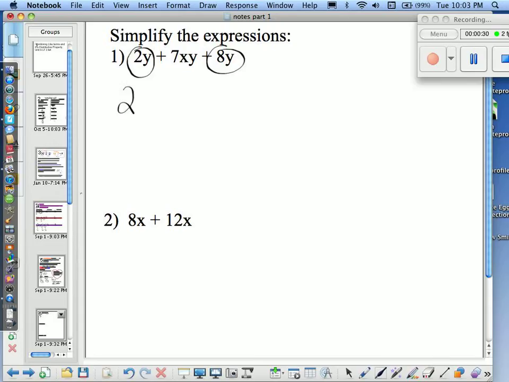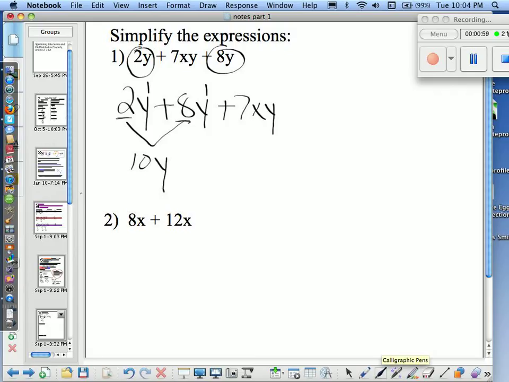So when we move it, we've got 2y. It's a positive 8y because it's plus. So we may have moved the order, but the values stay the exact same. So now we can see we've got like terms here, y to the first and y to the first. So we add the coefficients. And we have not used this over here, so we keep it.